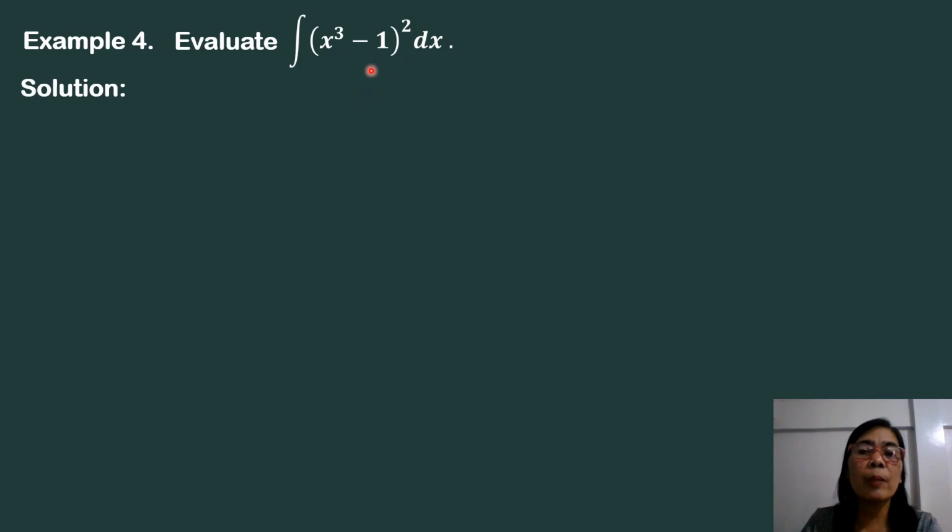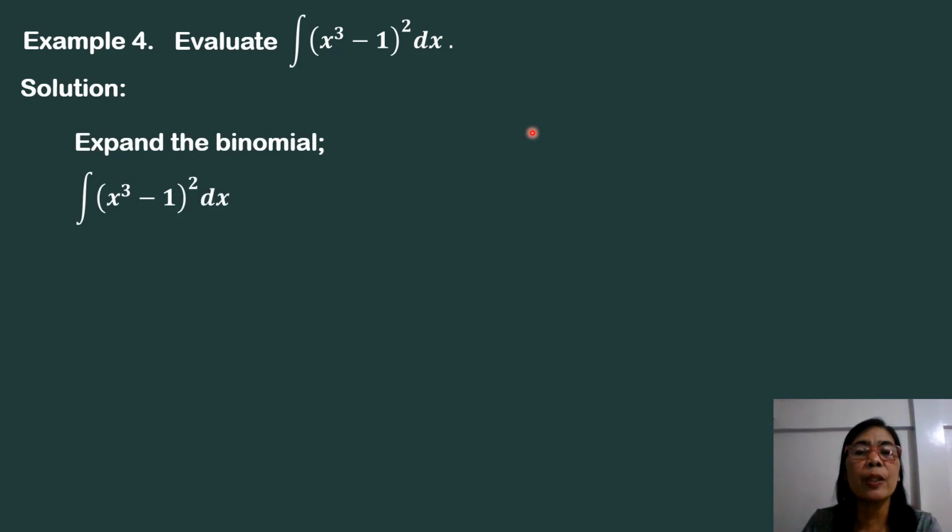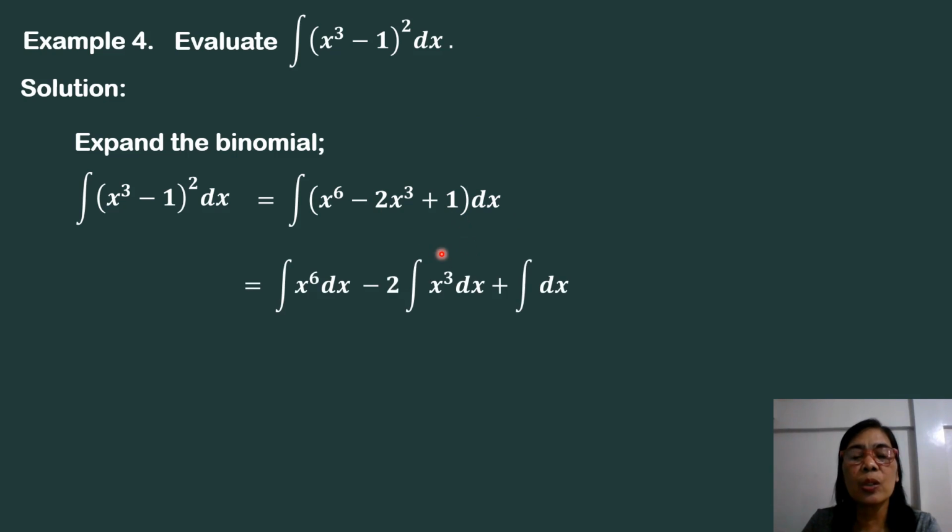We know that the square of a binomial can be expanded, and that will give us the integral of x raised to 6 minus 2x cubed plus 1 times dx. We can distribute dx into each term and integrate each term separately, applying the first property of indefinite integral. In the second term, since 2 is a constant factor, we can apply the second property, and that gives us the integral of x raised to 6 dx minus 2 times the integral of x cubed dx plus the integral of dx.